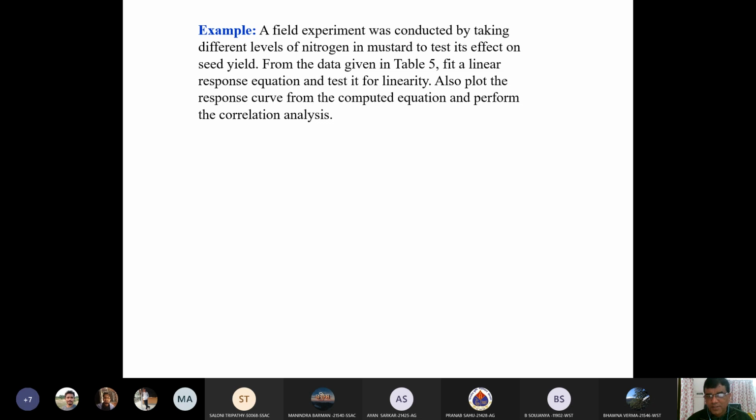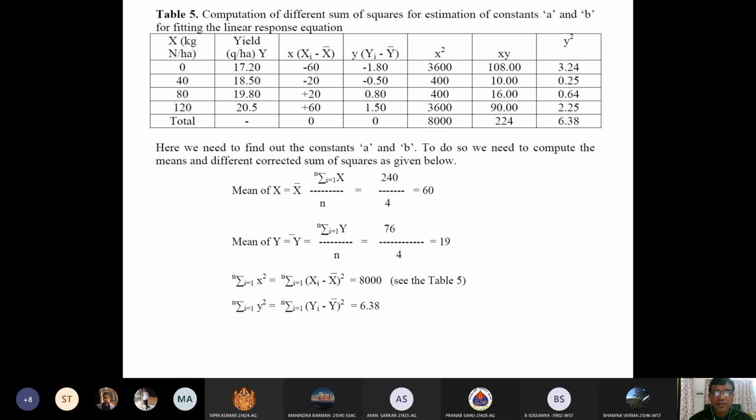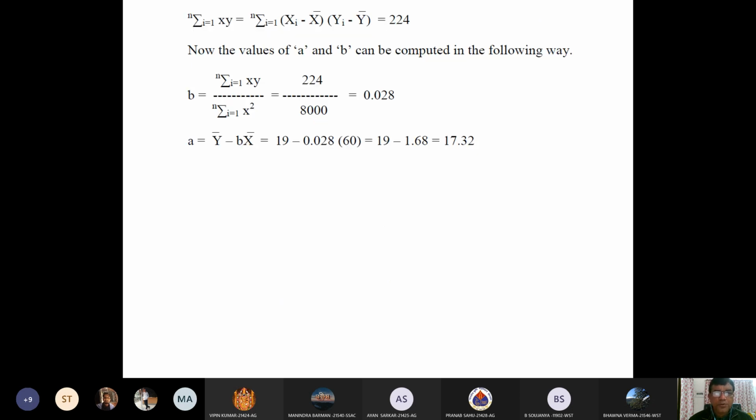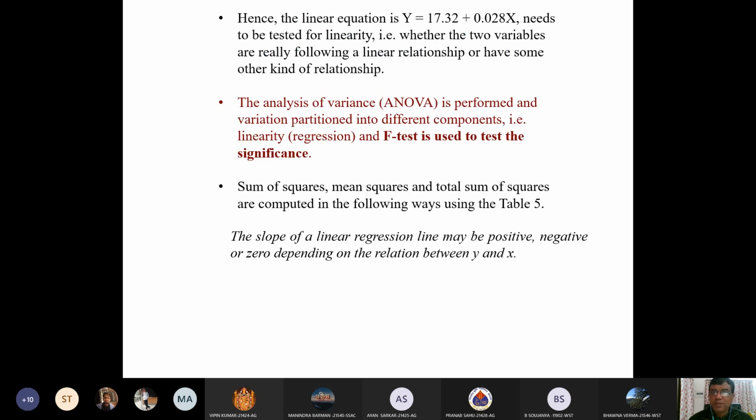And yesterday we were discussing fitting the linear equation, and this was the example where a field experiment was conducted with different levels of nitrogen in mustard. And we have the respective levels of yield. We tried to fit a linear equation, and we were required to find the values of a and b. I have shown you how we can get the values of a and b, and then we put these values in the equation, and the equation becomes y = 17.32 + 0.028x. So this is the equation.